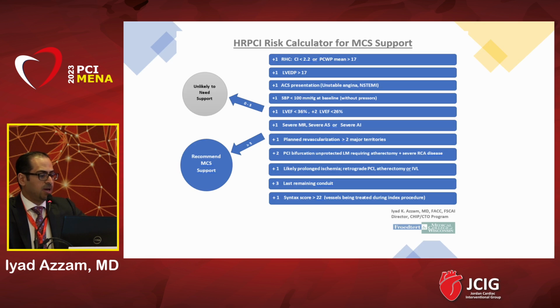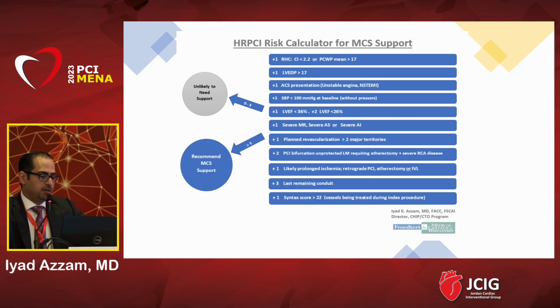And back to my proposed algorithm for mechanical support. This patient does have a score of more than 3, which supports the use of mechanical support, basically Impella in this case. His EDP was more than 17. His presentation is acute coronary syndrome.